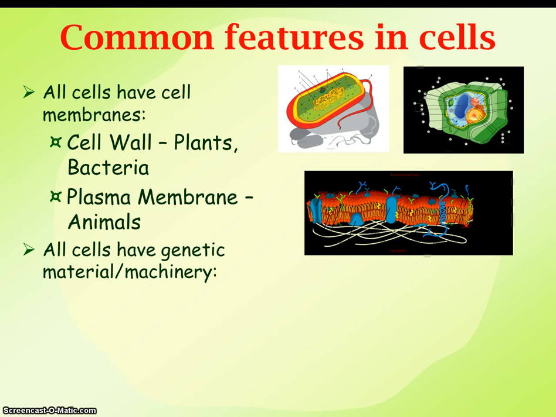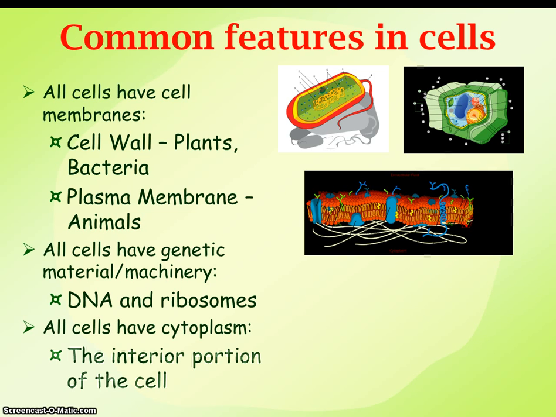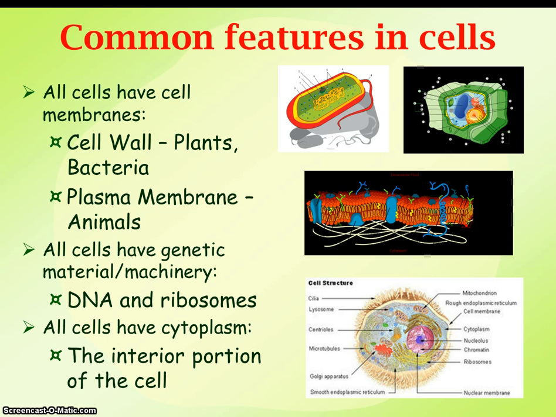All cells contain genetic material. Not all of them have a nucleus, but they all contain genetic material, which is DNA, and ribosomes. And then all cells have this cellular fluid in them to allow this stuff to be housed in, and that's cytoplasm. And then we're going to get to all of these parts as we go on.